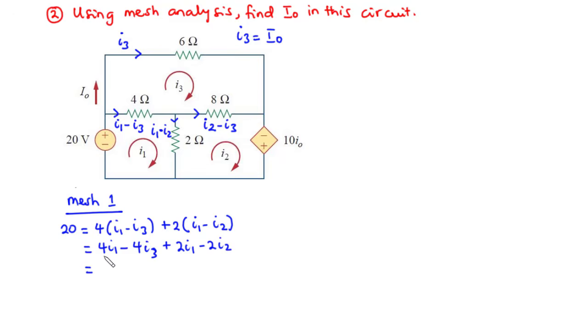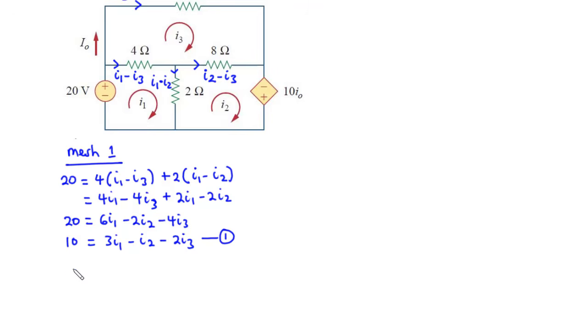So we add 4I1 to 2I1, we have 6I1, and then negative 2I2, and then negative 4I3 equals 20. Now we can divide through by 2 so that we have 10 equals 3I1 minus I2 minus 2I3. Let's call this equation 1. Now let's move on to mesh 2.